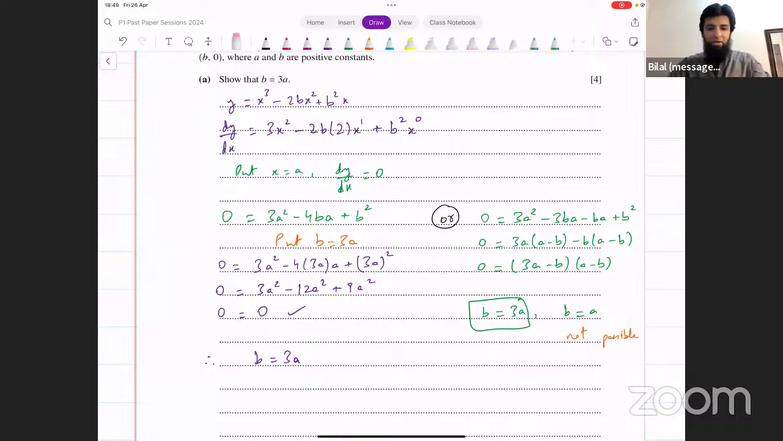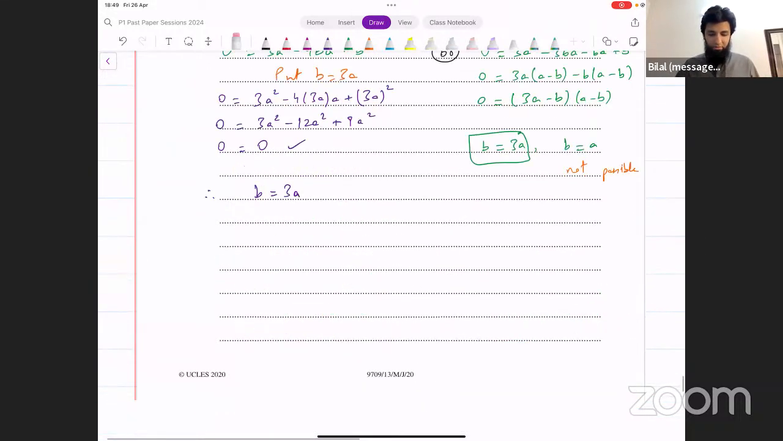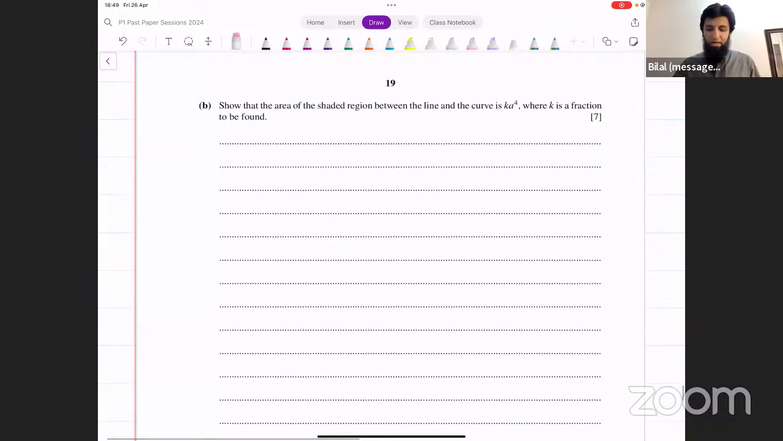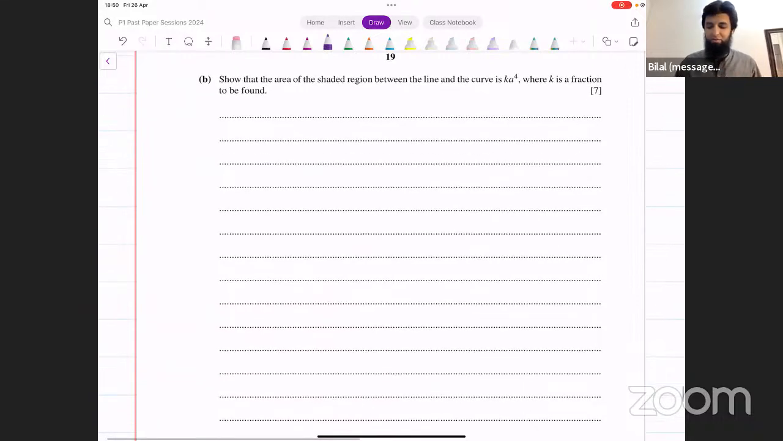All right, let's move on to the next one. That was part A. Let's look at part B now. It says, show that the area of the shaded region between the line and the curve is Ka raised to power 4, where K is a fraction to be found.